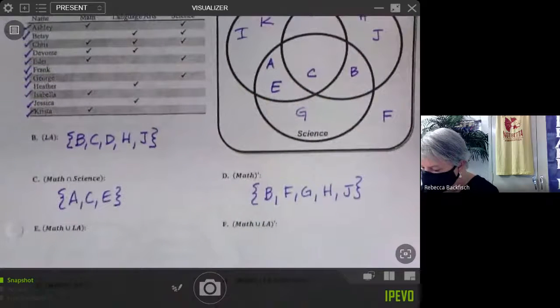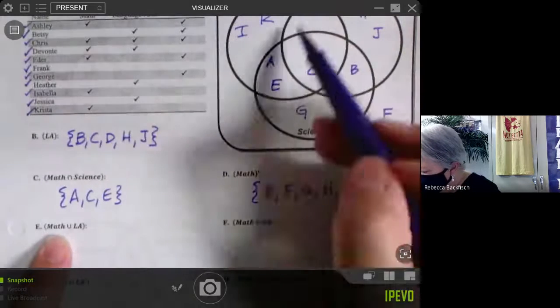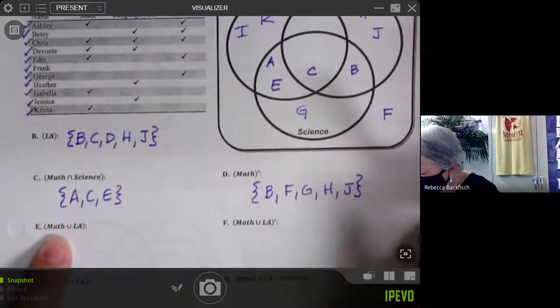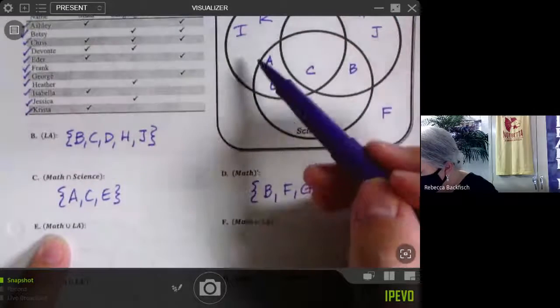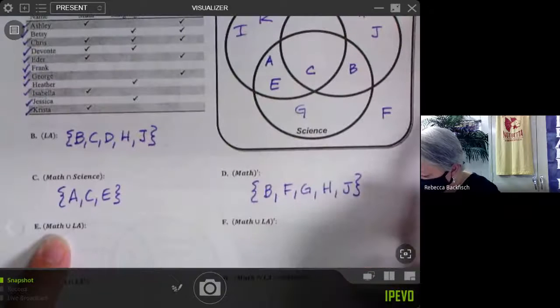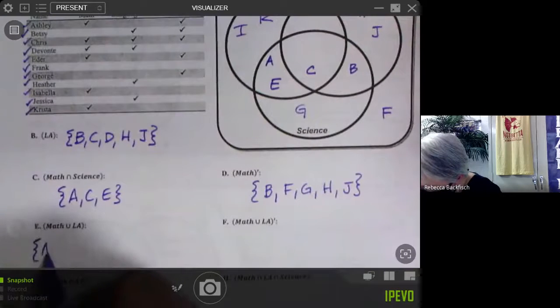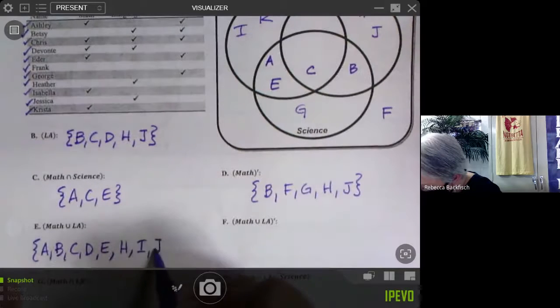All right, next we have math union language arts. So that's everybody who's in math and also in language arts, and/or in either one, like anybody who's in any of those groups. So it's basically everybody but F and G. So A, B, C, D, E, not F, not G, H, I, J, K.